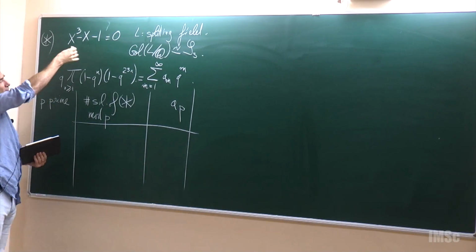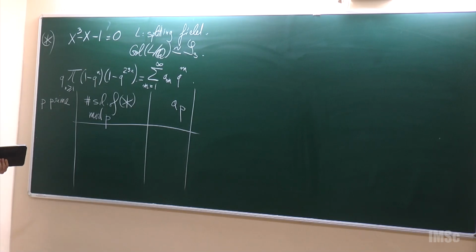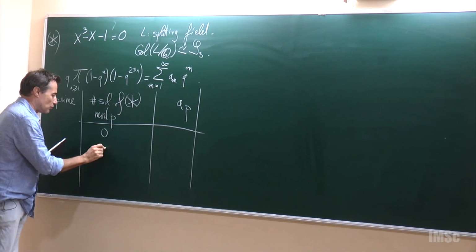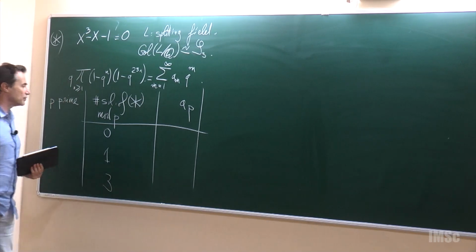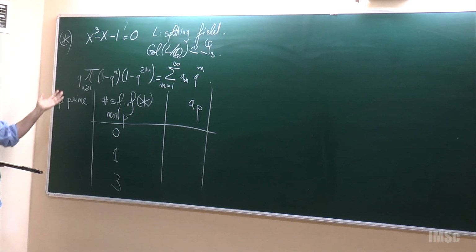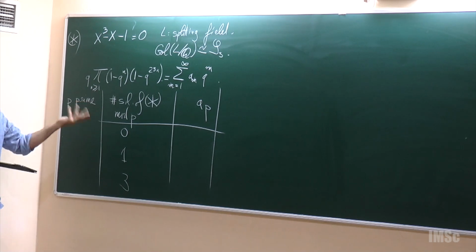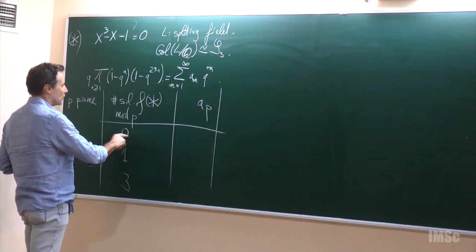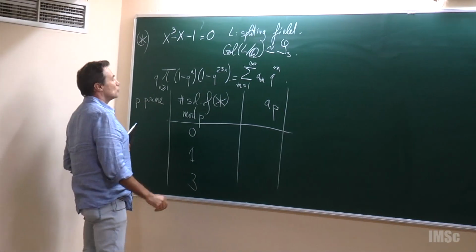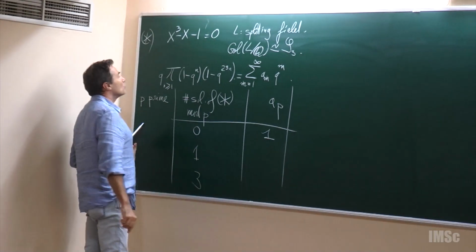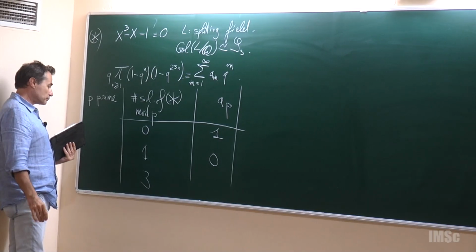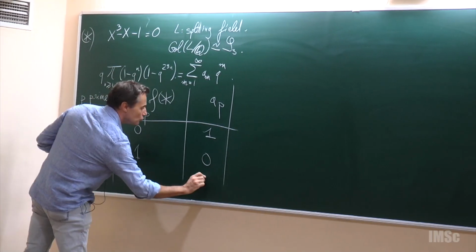So there are three possibilities. There could be 0, 1, or 3 solutions. You can do that for every prime number p. And on the other hand, you can look at the corresponding value of a_p, and there is indeed a correspondence. When there are 0 solutions, a_p is equal to 1. When there is 1 solution, a_p is equal to 0. And when there are 3 solutions, a_p is equal to 2.